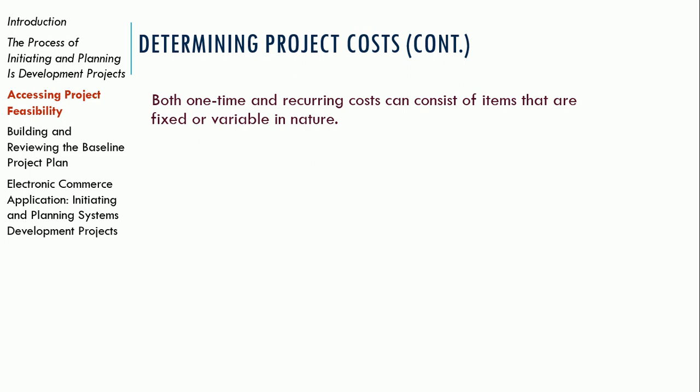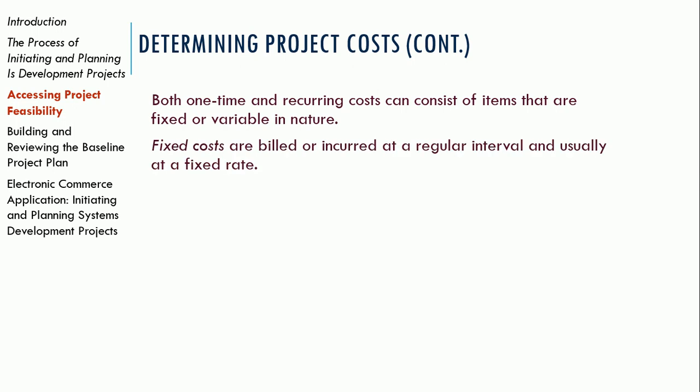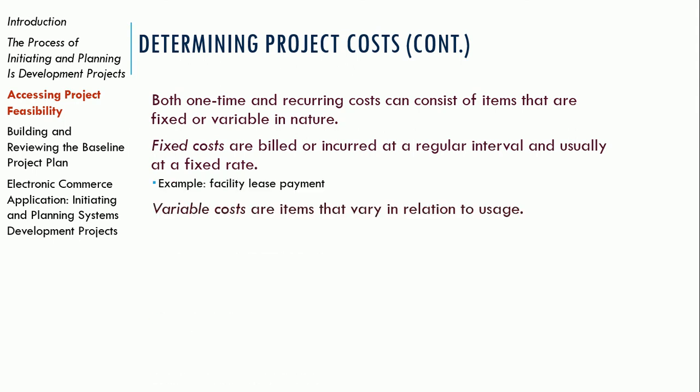So both one-time and recurring costs can consist of multiple items that are fixed or variable. So fixed costs are billed or incurred at a regular interval and usually at a fixed rate. So that's going to be a fixed cost. And then, for example, facility lease payments would be an example of a fixed cost.